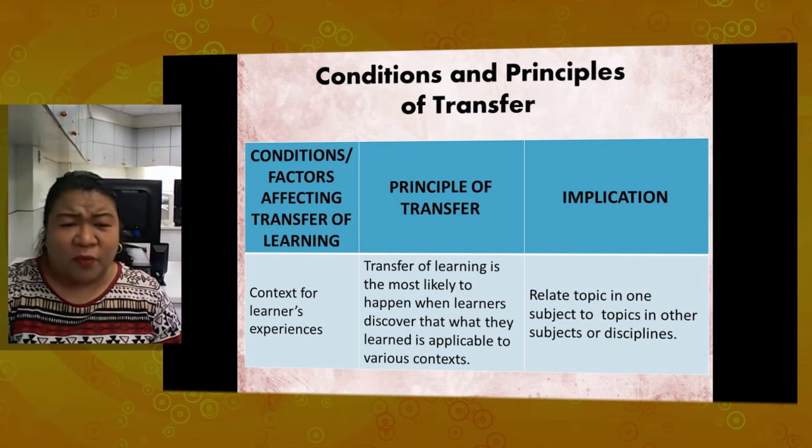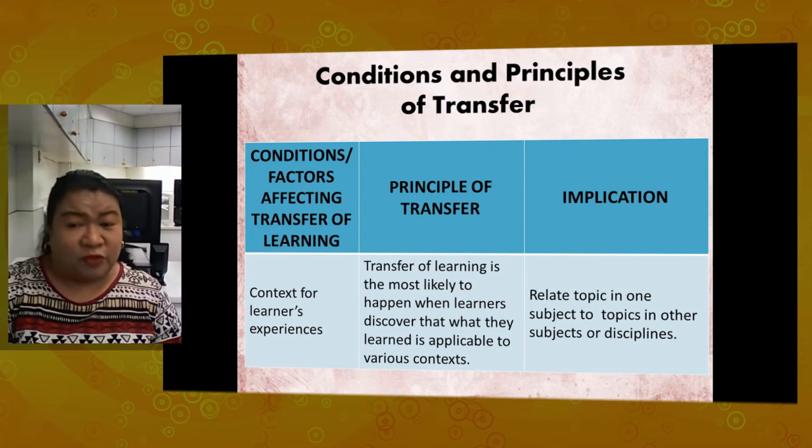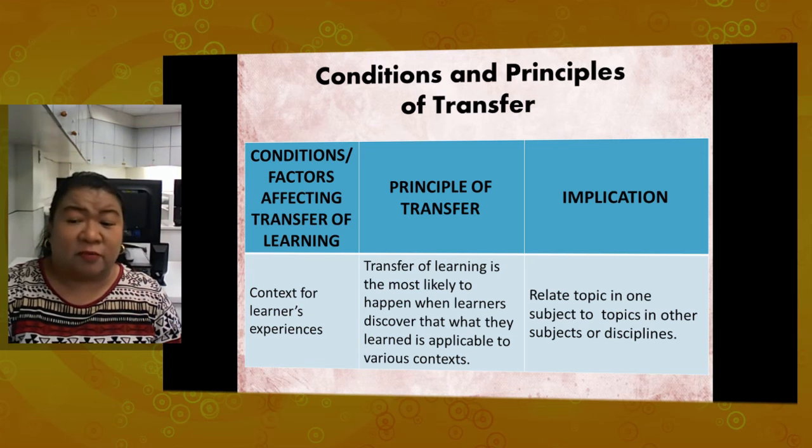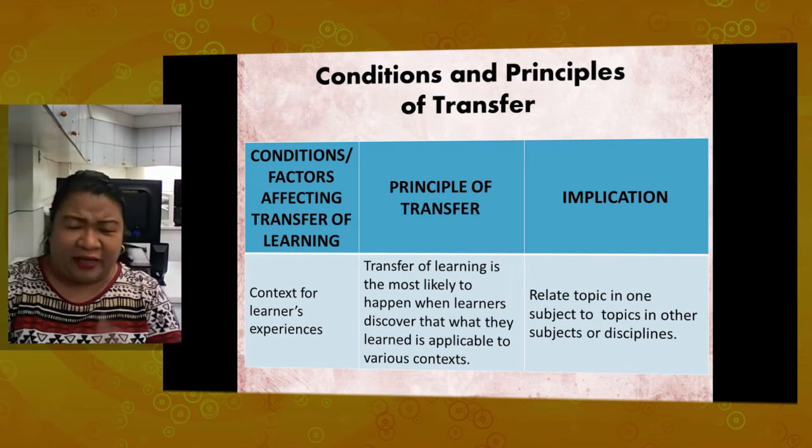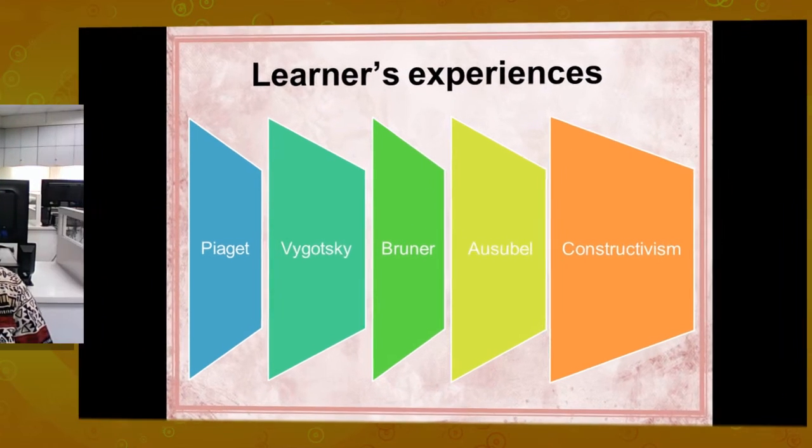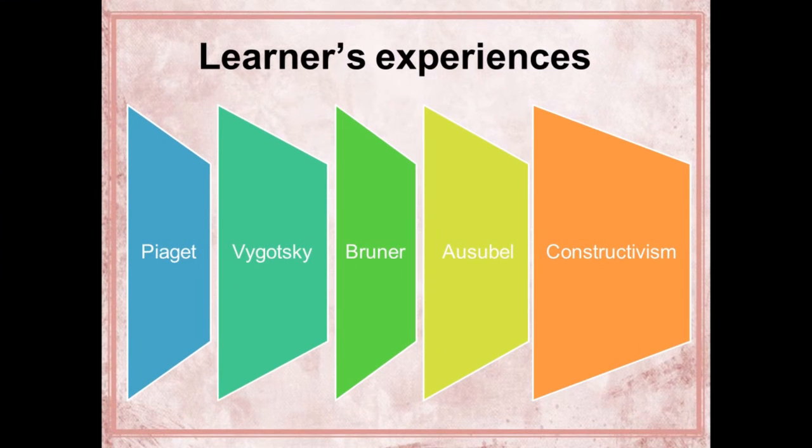Okay, and then the next one is the context for the learner's experiences. It's always good to relate the topic in one subject to other disciplines. This is similar to the other one. That's why I was looking for this slide. As I have mentioned, you link what you learn with Piaget, Vygotsky, Bruner, Ausubel, constructivism, all of that. And when you are able to put that in a context that's meaningful, then you're able to apply what you learned better.